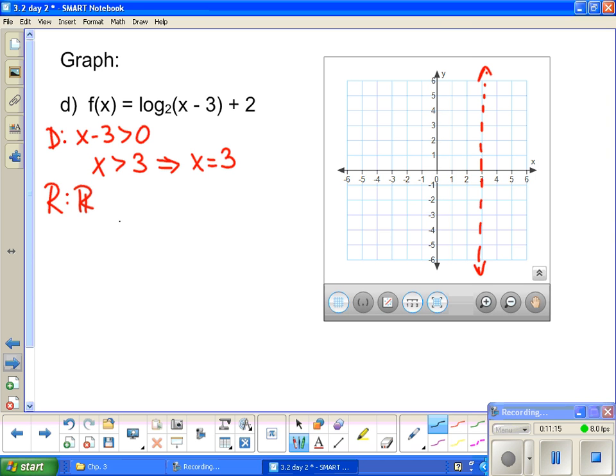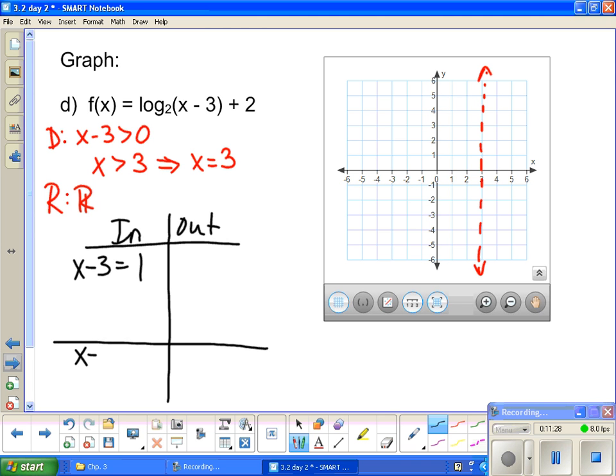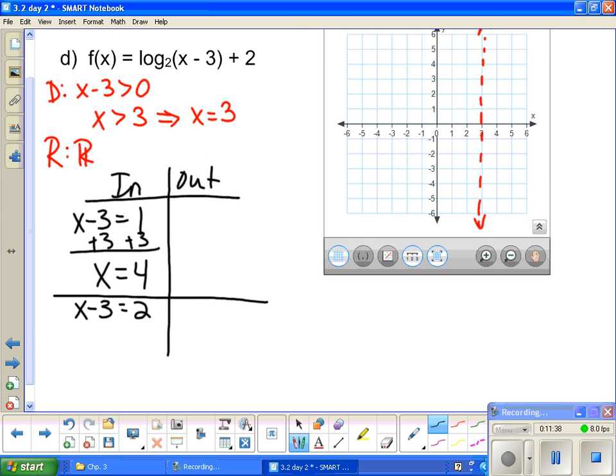So we're at inputs and outputs. I want that x minus 3 to equal 1. And I want my x minus 3 to equal the base, which is 2. So add 3. So here my x is equal to 4. Add 3. x is equal to 5.